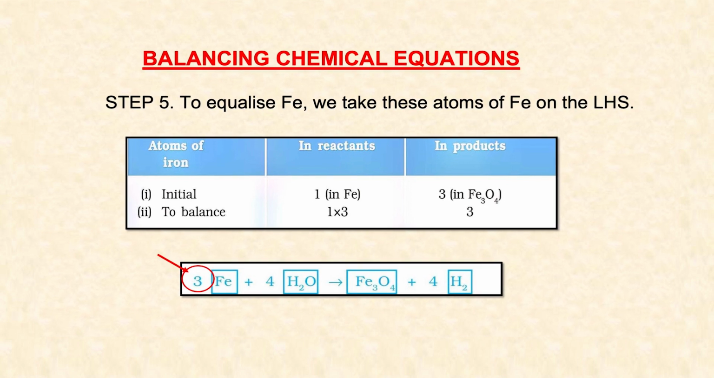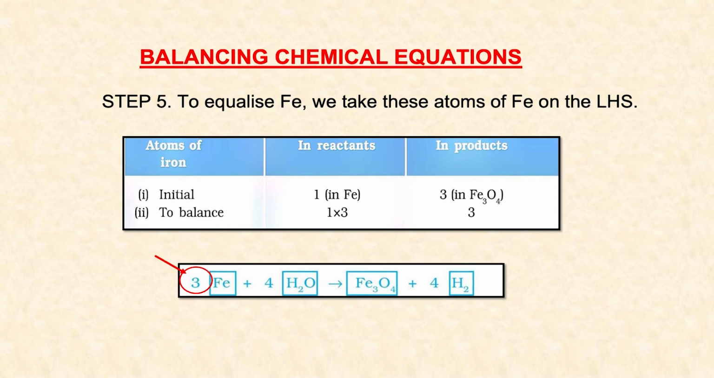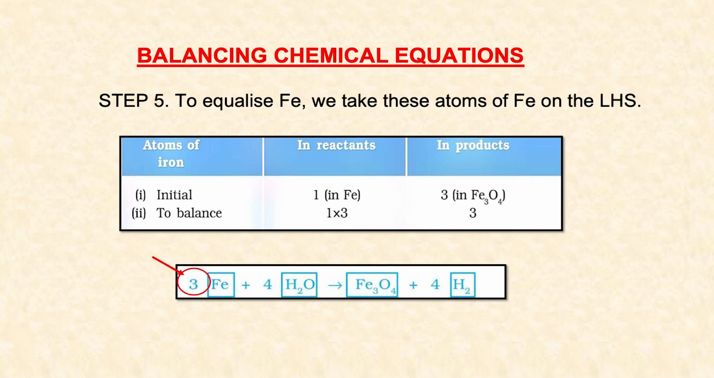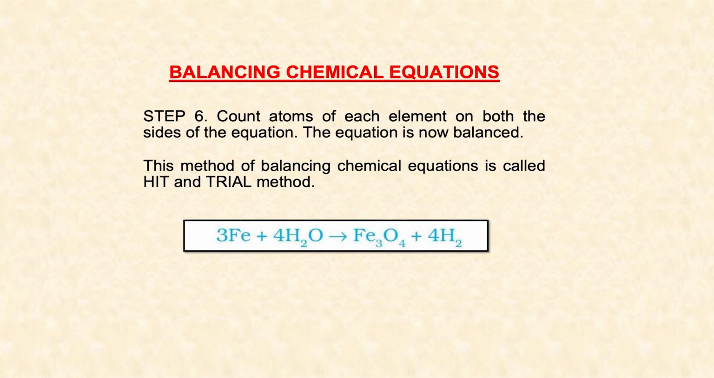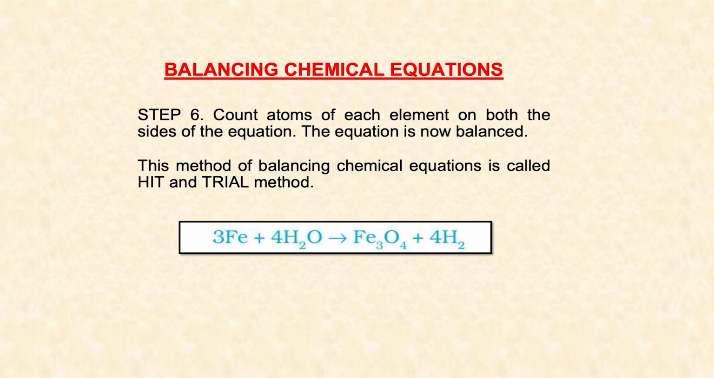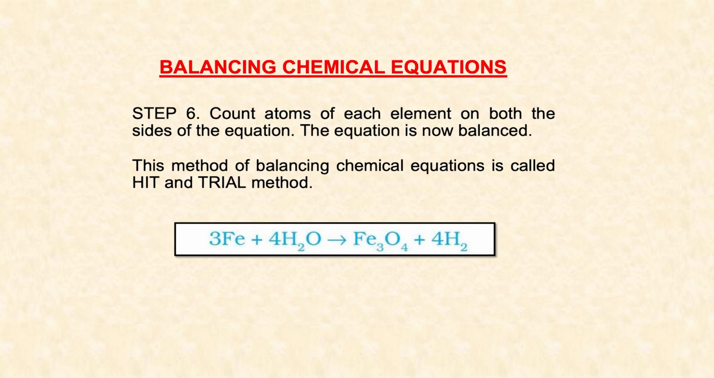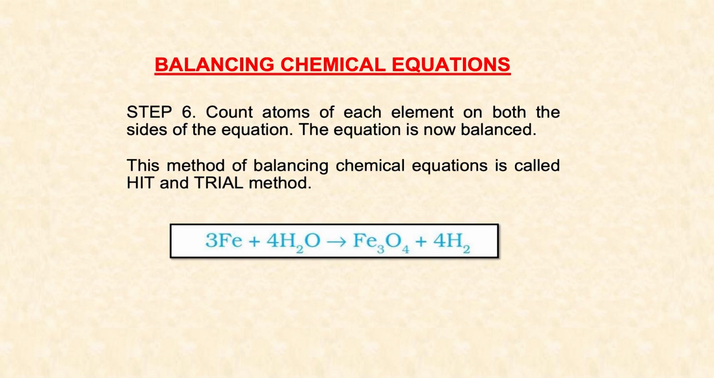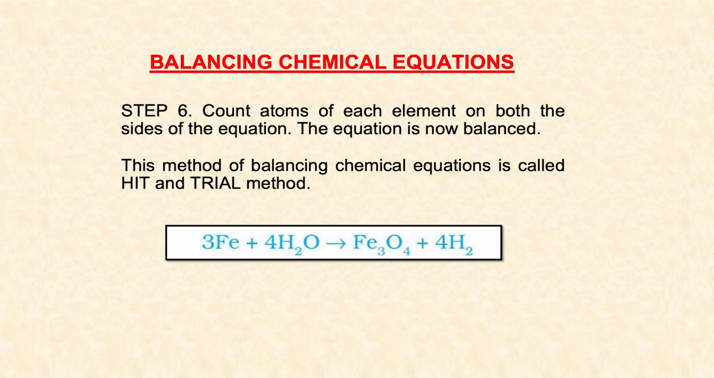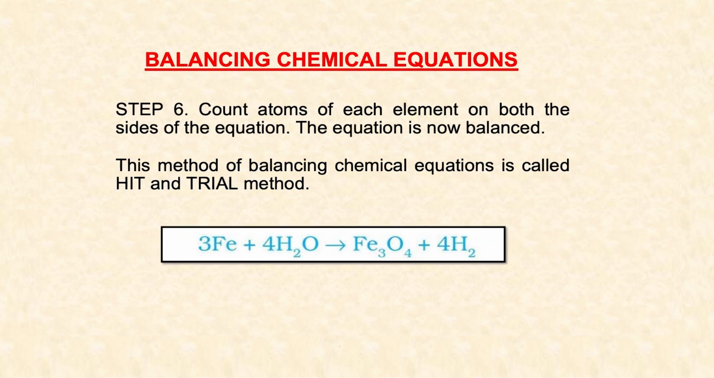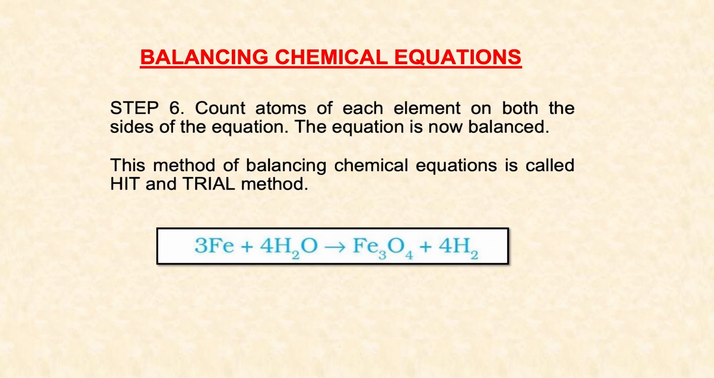Now count atoms of each element on both the sides of the equation. The equation is now balanced: 3 Fe plus 4H2O gives Fe3O4 plus 4H2. This method of balancing chemical equation is called hit and trial method.